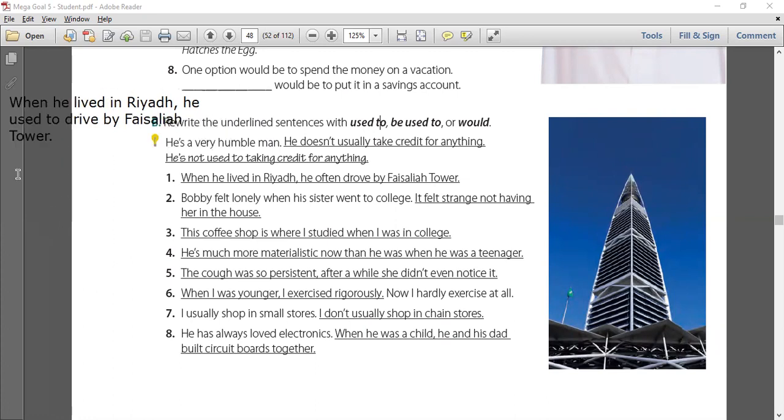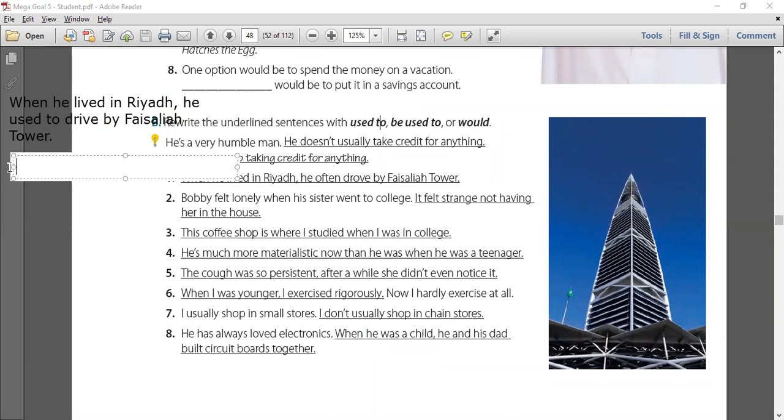Number 2. Puppy felt lonely when his sister went to college. It felt strange not having her in the house. So, teacher, can I answer? Yes, please, Rimas. Yes, honey.